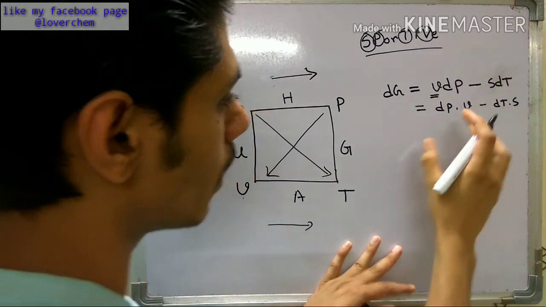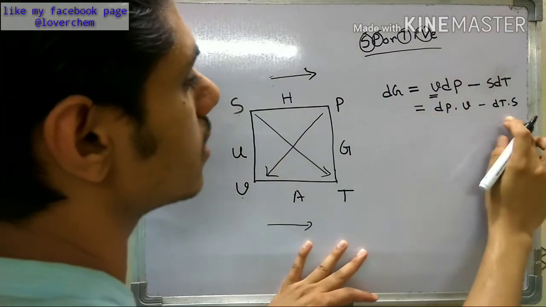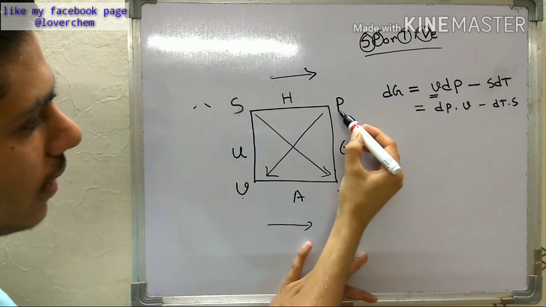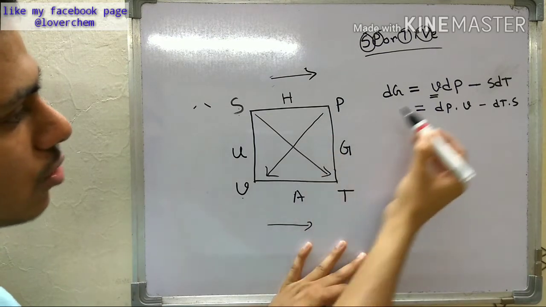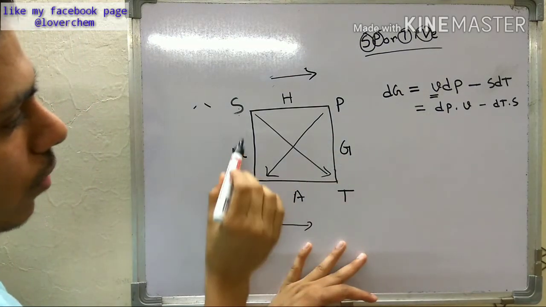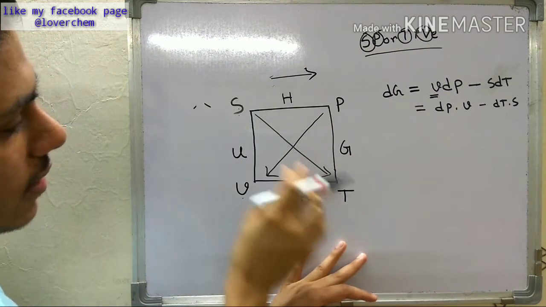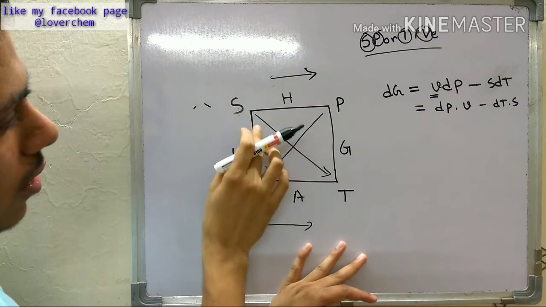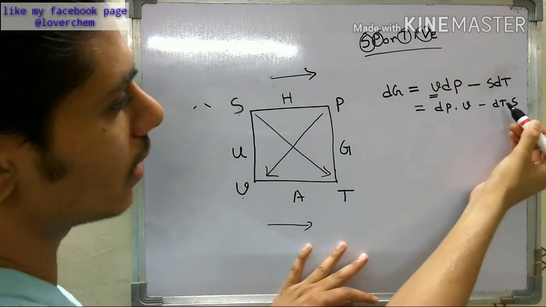Always write in this form, but when you are deriving the equation from this particular table, then you write like this. So now you can see you are multiplying dp with v, and the arrow is from p to v, that's why here you have positive. But when you are multiplying dt with s, in this case the arrow is in the reverse direction, that is from s to t, not from t to s, that's why here you have a negative sign.